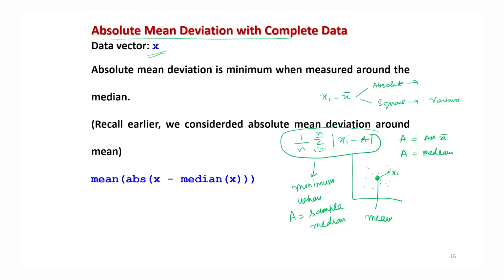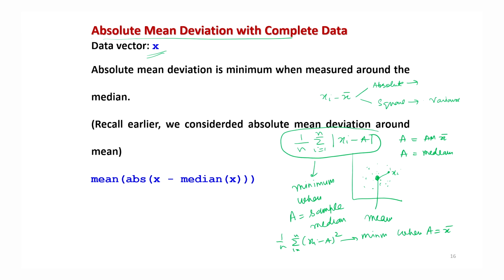On the other hand, just for the sake of your information, if I take the squared value, summation i goes from 1 to n of xi minus a whole square, then this is going to be minimum when A is equal to the sample mean x bar. So that is why in the case of variance, we always take the x bar.